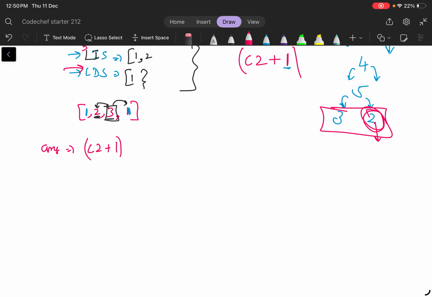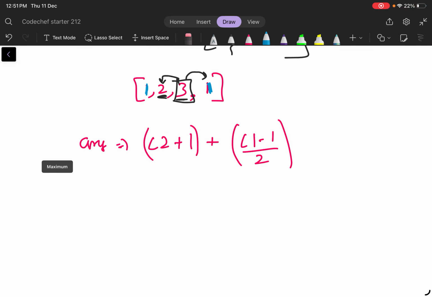Okay, so putting everything together, our answer will be C2 plus 1. This is the contribution of elements which are repeating more than 2 times, and one element from the numbers which are repeating exactly 1 time, right? Plus (C1 minus 1) by 2, right? So this is the elements which are repeating only once, and we are trying to balance them in both by adding them equally in LIS and LDS. Okay, so I hope this makes sense.